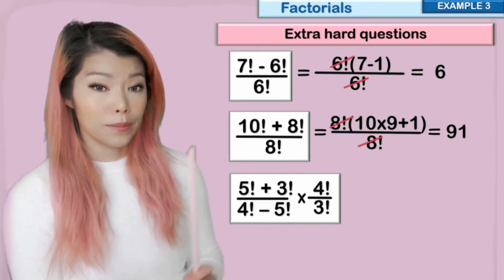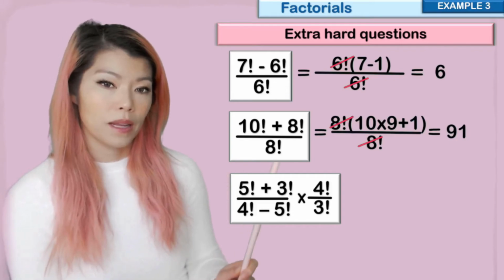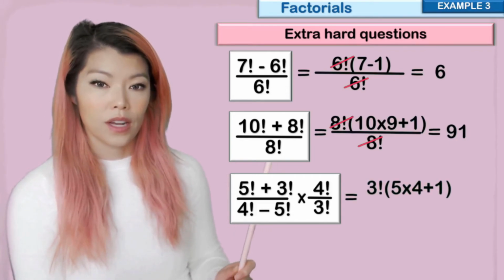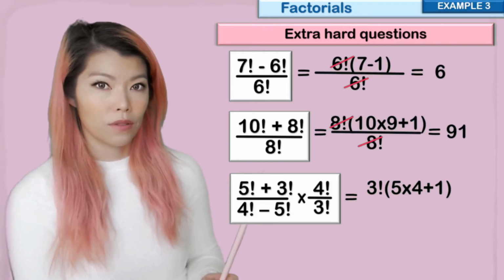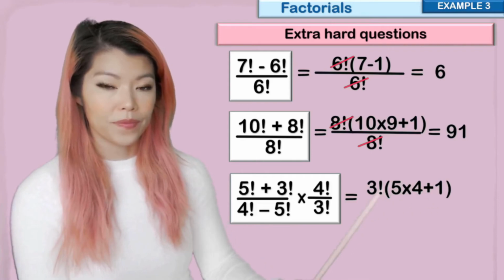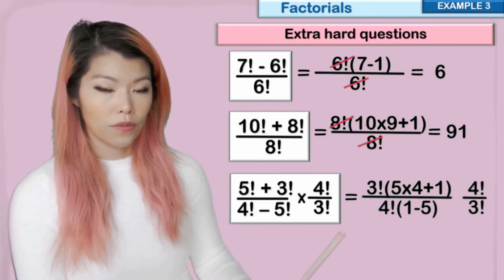This one looks scary, but it's not once you try and do what you can. So here we have 5 plus 3. The highest common factor is 3 factorial. So now, from the 5, we're left with 5 times 4, and from the 3, we just have the 1 over there. And the highest common factor between 4 and 5 is the 4 factorial.